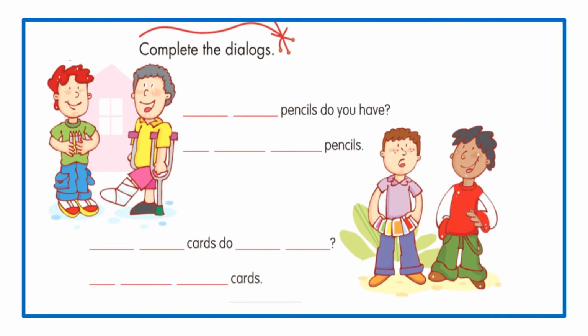Complete the dialogues. Completa los diálogos. ¿Qué vemos por aquí? Vamos a revisar primero las palabras. Pencils, do you have? Y sabemos que es una pregunta. ¿Cuál será? Y por aquí veo pencils, lápices. ¿Cuántos lápices entonces? ¿Contaron ya mis pequeños niños? Sí, yo sé que ya tienen la respuesta. Continuamos.